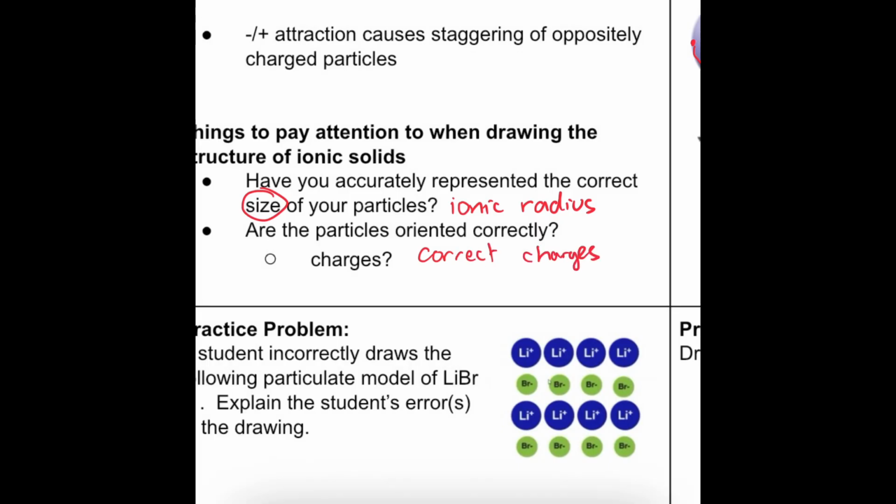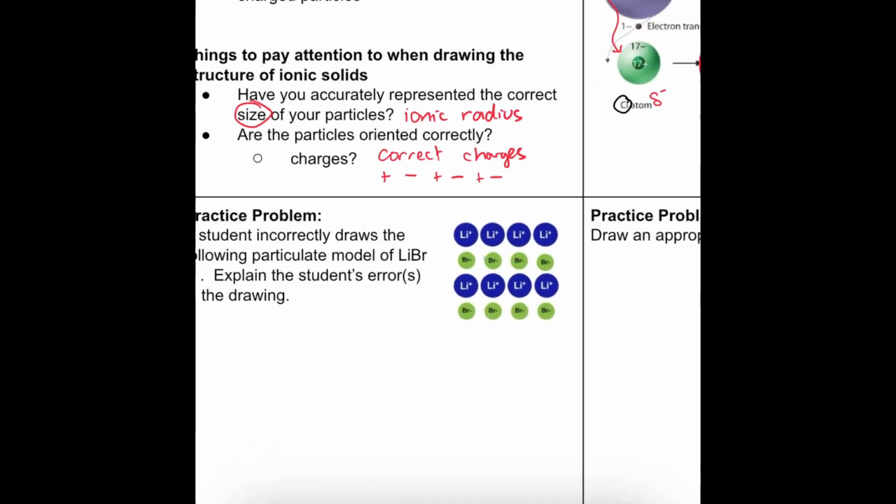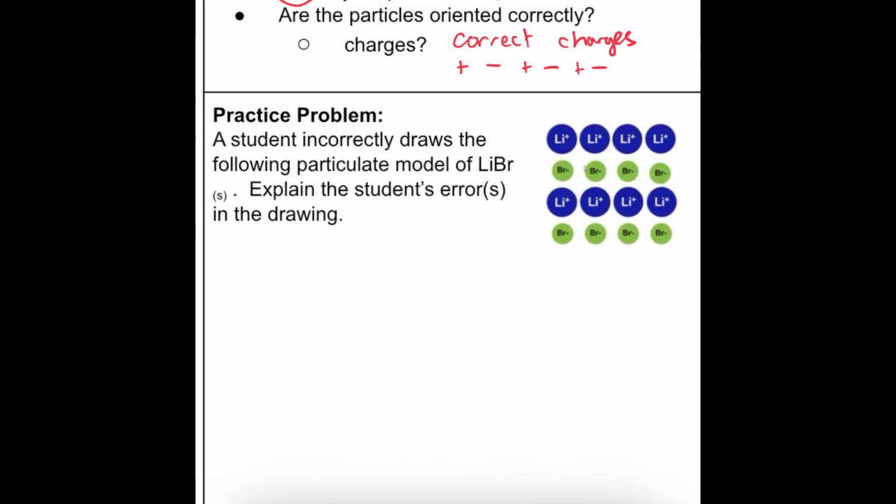For example, sodium has a positive 1 charge, chlorine has a negative 1 charge, magnesium has a positive 2 charge. You want to represent these things in your diagrams. But more than that, you also want to make sure that you are alternating charges, right? You want to have positive, negative, positive, negative, positive, negative. We don't want two positives to be next to one another. We don't want two negatives to be next to one another because, as we recall, like charges repel and opposite charges attract.